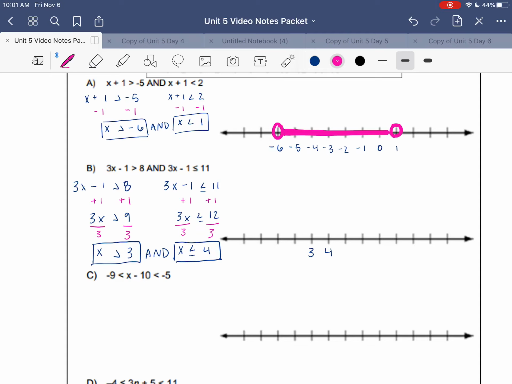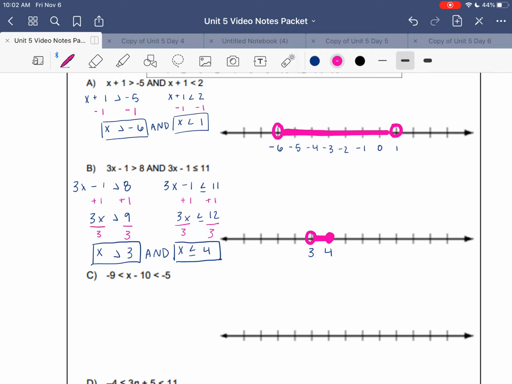So for greater than 3, I would put an open circle and go this way, to the right for greater. For less than or equal to 4, that would be a closed circle at 4 that goes the other way. So only numbers more than 3, but less than or equal to 4 would work.